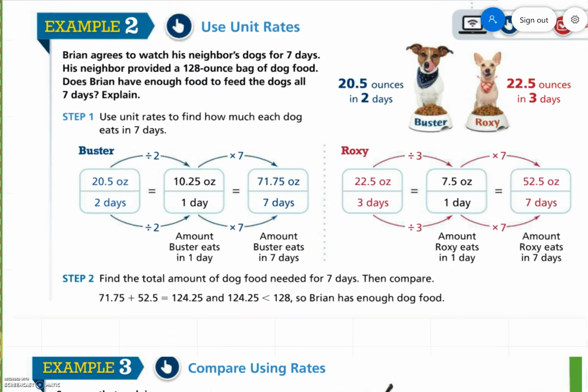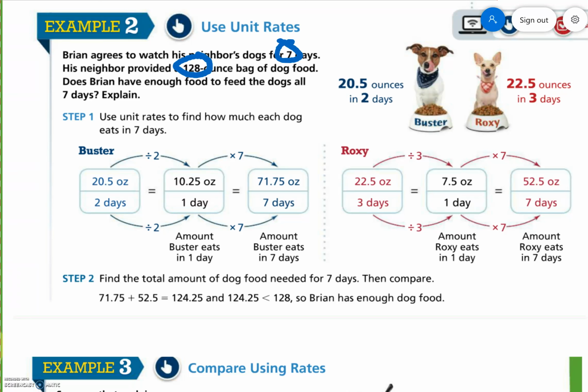Example number 2. Brian agrees to watch his neighbor's dog for 7 days. His neighbor provided a 128-ounce bag of dog food. Does Brian have enough food to feed all the dogs all 7 days? Use unit rates to find out how much each dog eats in 7 days.